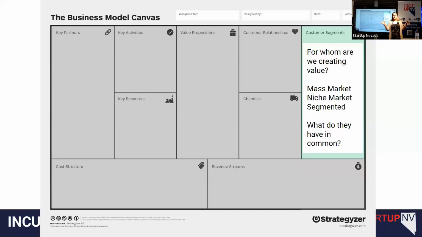Like if you're selling solar panels and you're selling it to homeowners, it's not just homeowners, right? Are you going to go knock on the door of every single homeowner? Be very specific. What do they all have in common? Maybe they all belong to a group. Maybe they're all regionally connected. These are examples.